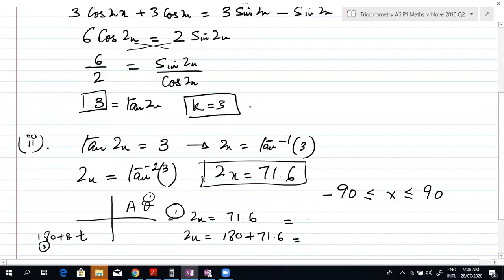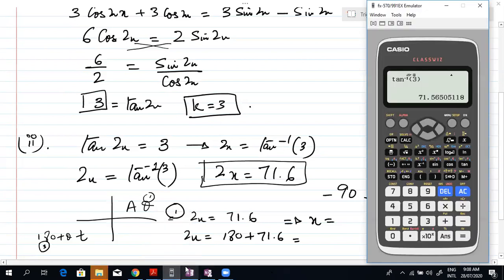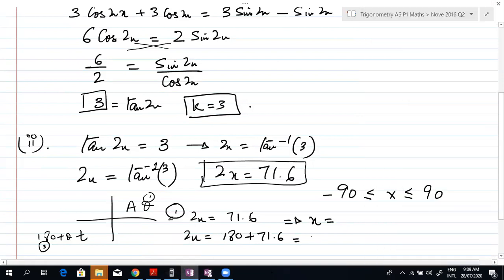Both of these have to be divided by 2 because 2x is equal to this. So x is equal to 71.6 divided by 2. I'll just quickly do this. I have to do this over here again. So 71.6 divided by 2. I get this as 35.78. So I'll take this as 35.8.